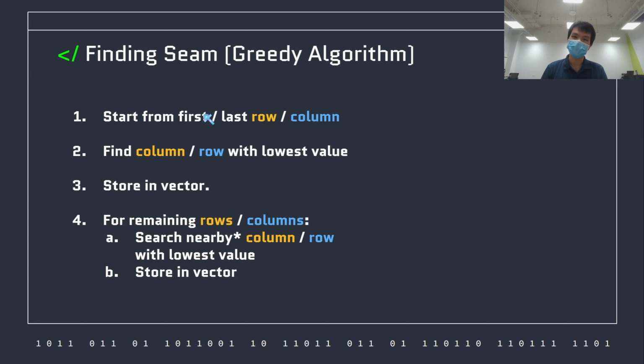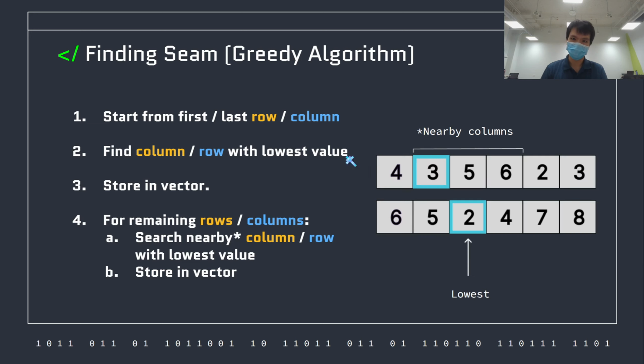So we find the seam in a similar manner. However, we can start from the first row or last row, and regarding both of these, the results may vary. So starting from the last row, we begin searching through the entire last row for the column with the lowest value, then looking at the nearby columns in the next row to search for the lowest value between the nearby columns. In this case, it will be 3. These are the nearby columns. The process is repeated for the remaining rows.